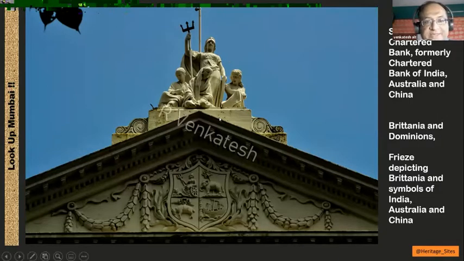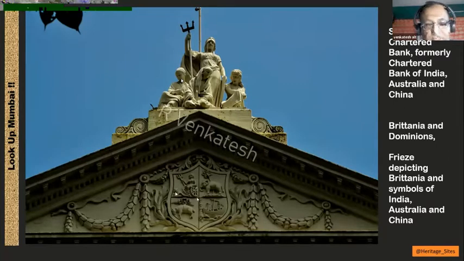Okay, so on the top of the screen, you have Britannia standing with a trident. You have these three girls. One is in a sari, and one is Australia, one is China. So this is basically a frieze depicting symbols of India, Australia, and China under the careful guardianship of Britannia. And let's come down where my cursor is. You can look at Britannia here, sitting with the pet lion, and you have an elephant, and you have a ship, and you have sheep. This is Britannia's, of course, Britain. And you have elephant for India, ship for China, and sheep for Australia. This is Chartered Bank of India, Australia, and China for you.